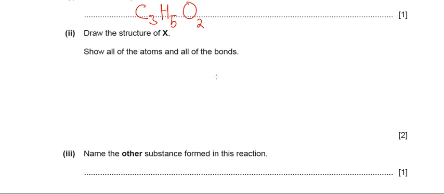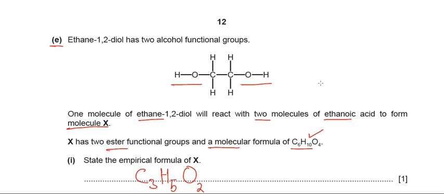Next, draw the structure of X. Show all of the atoms and all of the bonds. For this, remember what we learned here, I'm going to repeat: whenever you react ethanoic acid or any carboxylic acid with alcohol to make ester, always remove what? The H from the alcohol. Always remove H from the alcohol.